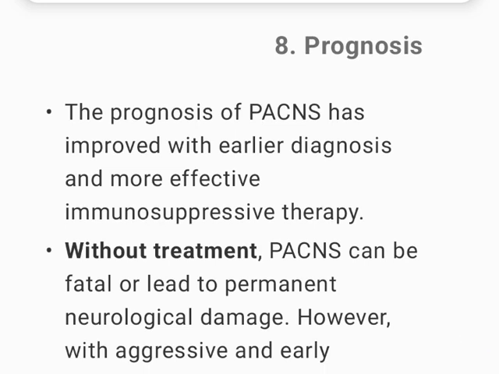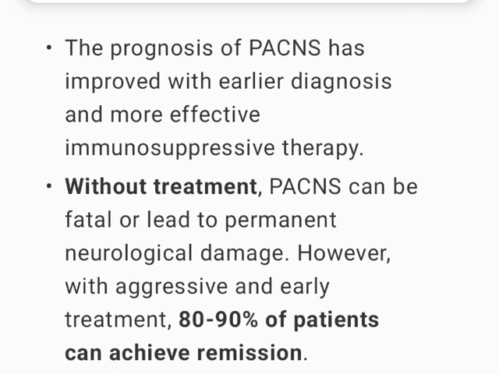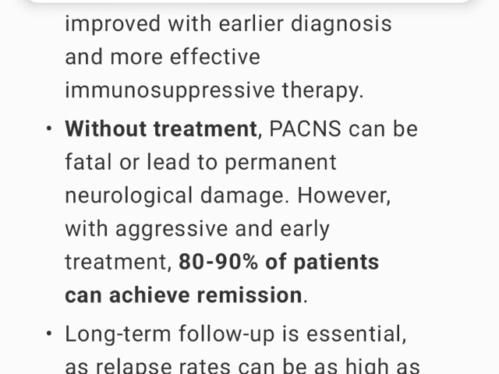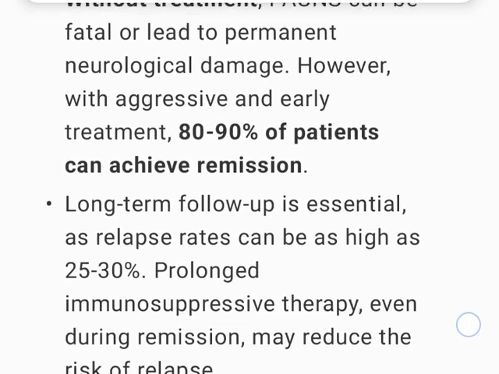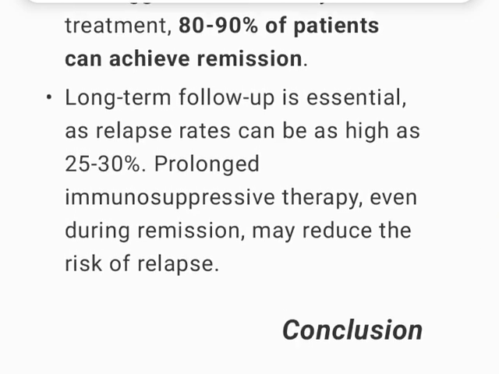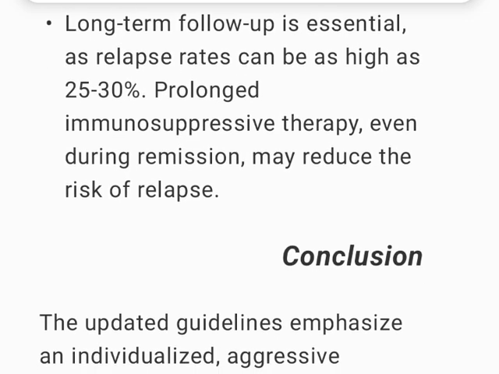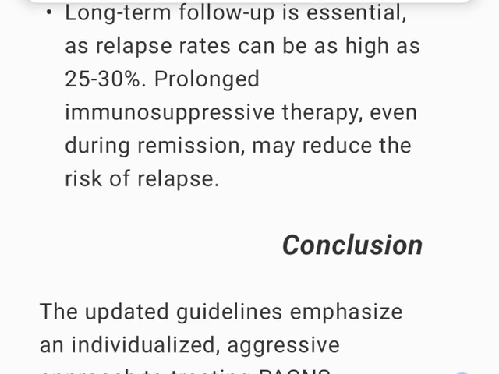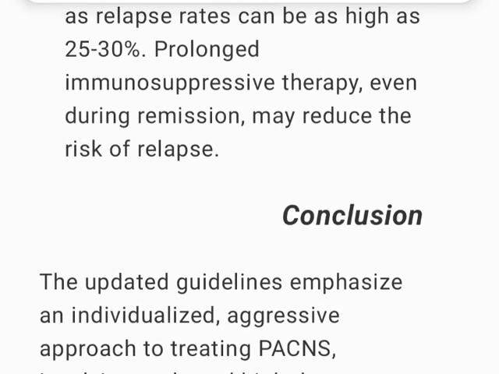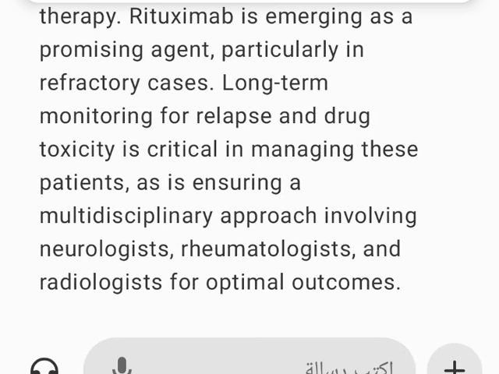8. Prognosis. The prognosis of PACNS has improved with earlier diagnosis and more effective immunosuppressive therapy. Without treatment, PACNS can be fatal or lead to permanent neurological damage. However, with aggressive and early treatment, 80 to 90% of patients can achieve remission. Long-term follow-up is essential, as relapse rates can be as high as 25 to 30%. Prolonged immunosuppressive therapy, even during remission, may reduce the risk of relapse.